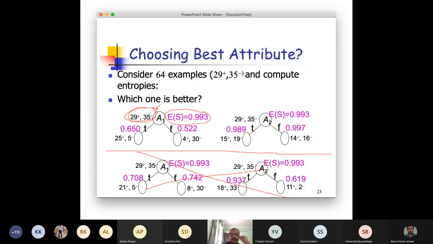Sir, maybe 29 into log of 29 by 64 plus 35 into log of 35 by 64. Sir, it will be a minus of a positive value. So minus 29 by 64 log of 29 by 64, and then minus of the negative value, 35 by 64, log base 2 of 35 by 64. Good, very good. Yes, you know what is meant by entropy. You understand?